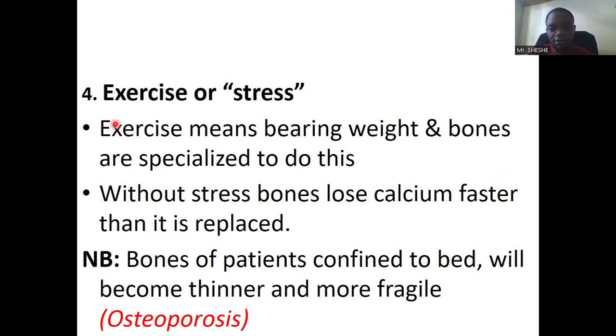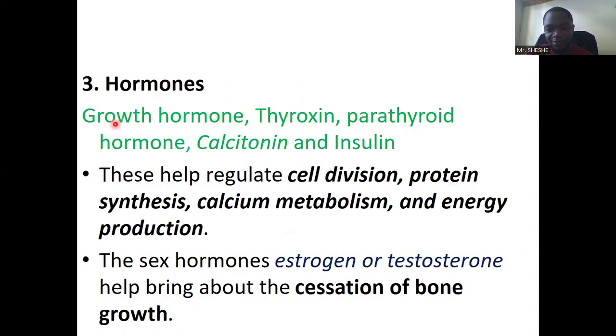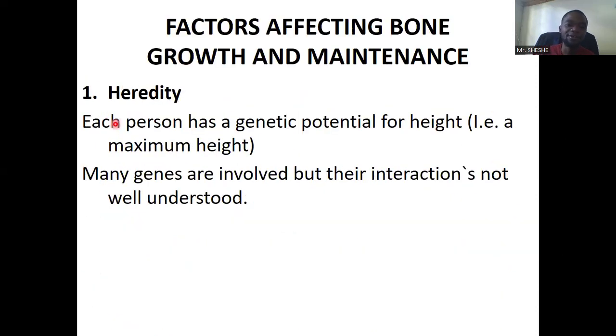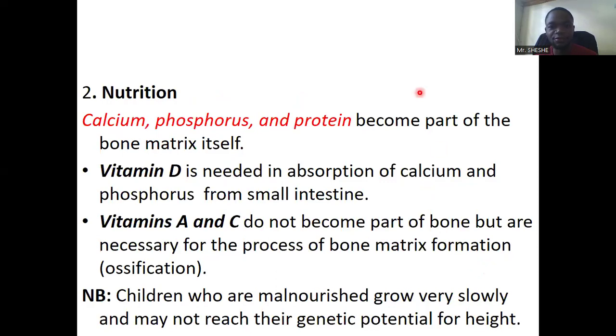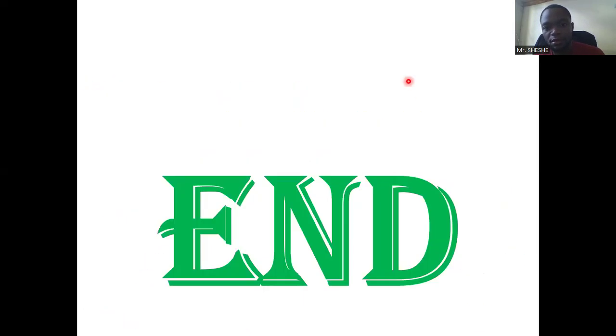It works both ways, in a positive direction and in a negative direction. So moderate exercise is important. Okay, it's not abuse when parents were sending us to go and fetch firewood, water, and so on. That is to enable us to be stronger and also for the skeleton to grow. So we end here for today.